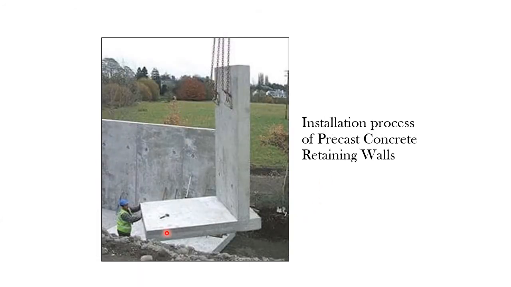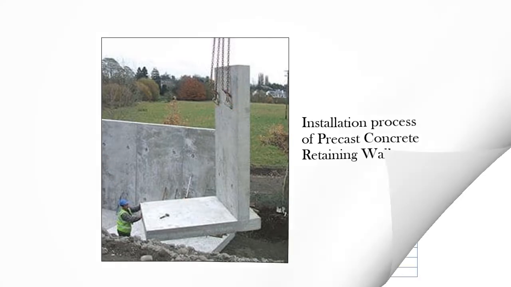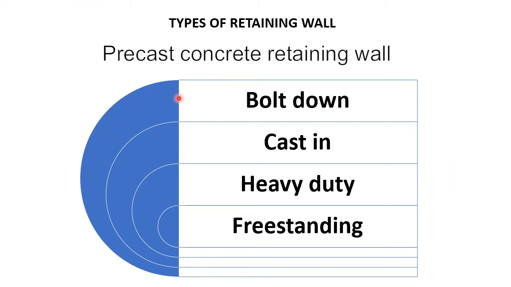This is the installation process of precast concrete wall. As you can see, this wall is lifted by crane untuk diletakkan pada position dia. Ni dia punya karakteristik lah. Okay, it needs to be bolted down. It is cast in, heavy duty, and can be freestanding also.